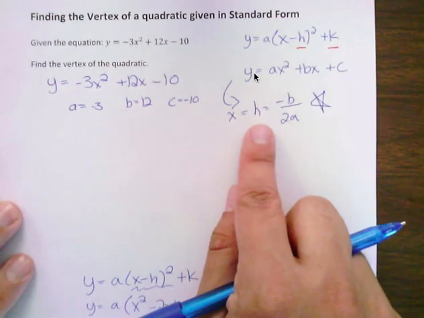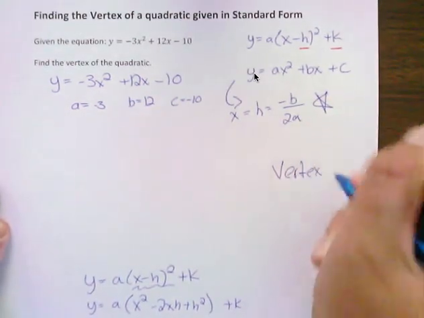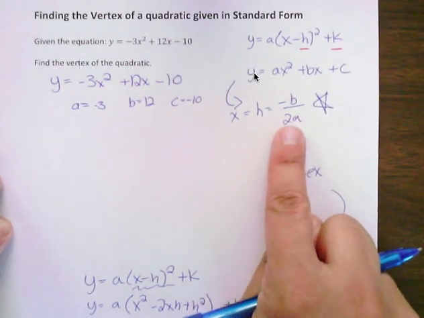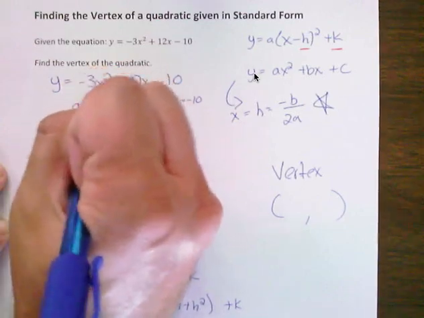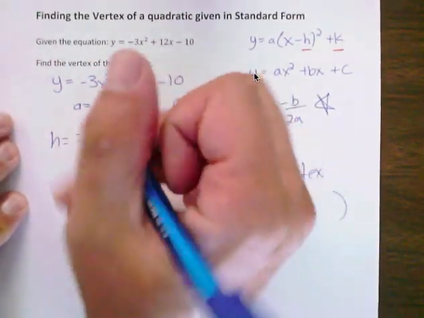So what we're going to do is try and figure out the first part of the vertex. We're going to figure out the x value here. In order to do that, we have to find negative b over 2a. So, using what I have here, let's set it up.